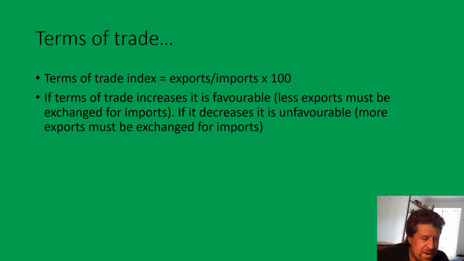We've got an index to see what our terms of trade are like, and normally we look at them and compare them with another year's. We can say it's favourable if it increases, the terms of trade increase, and it's unfavourable if it decreases. So if it increases, less exports are being exchanged for the imports. If it decreases and it's unfavourable, more exports must be exchanged for imports. The terms of trade index is exports divided by imports times 100. And then you can see the movements, whether there's a favourable movement or an unfavourable.